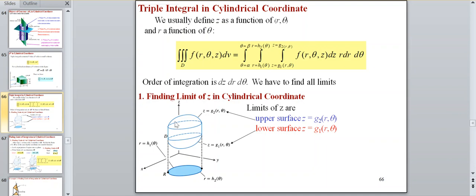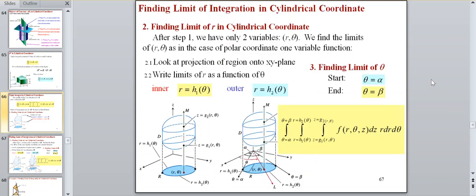Okay, this is for z. Now look at the image or the projection of this region D onto the xy plane. Of course, the projection will be a bounded region in two-dimensional space. Now you try to describe this bounded region in two-dimensional space using r and theta, it means using the polar system.